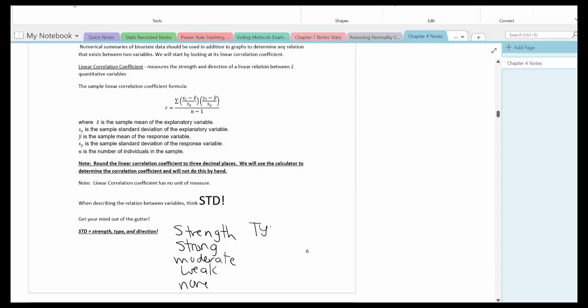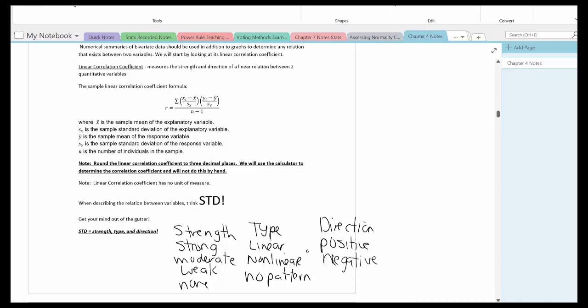The type would be either linear, nonlinear but might have a pattern, or no pattern at all. And the direction will either be positive or negative. So this is our strength, type, and direction that we'll be using to determine the relation between two quantitative variables.